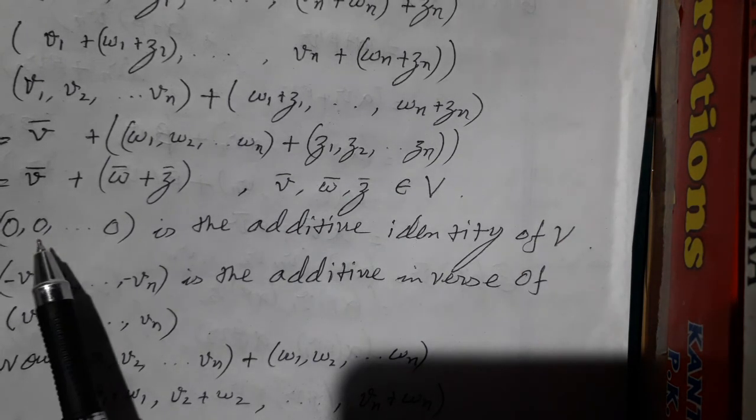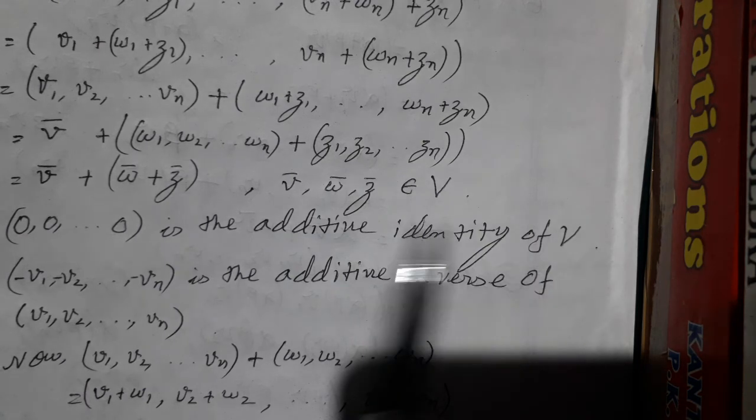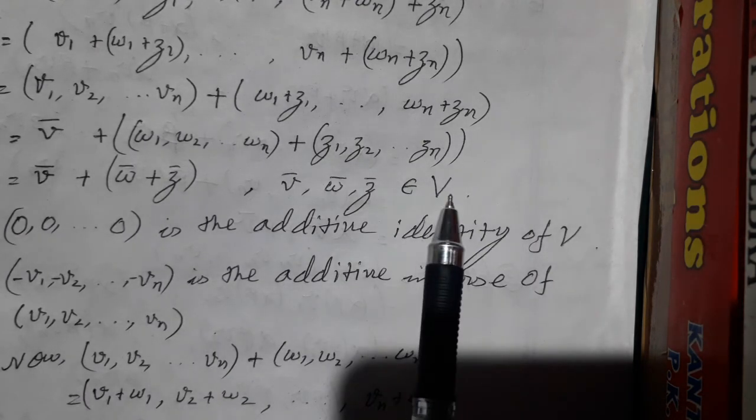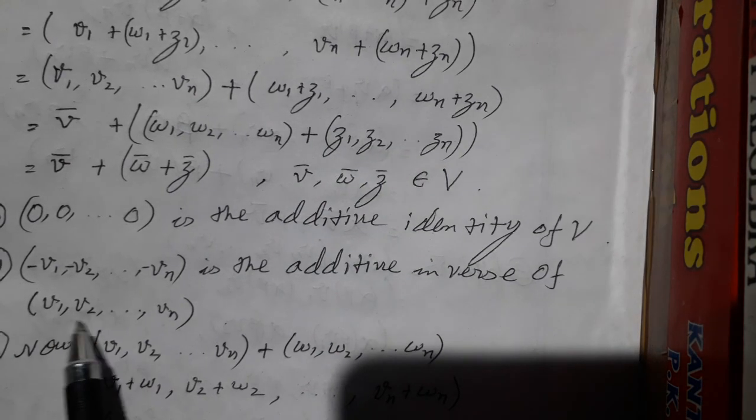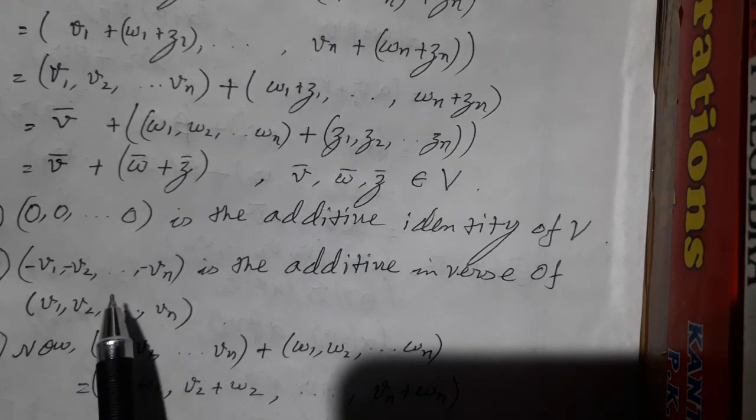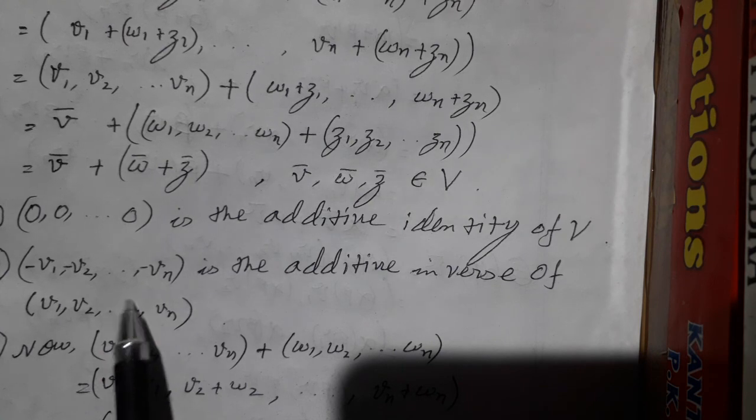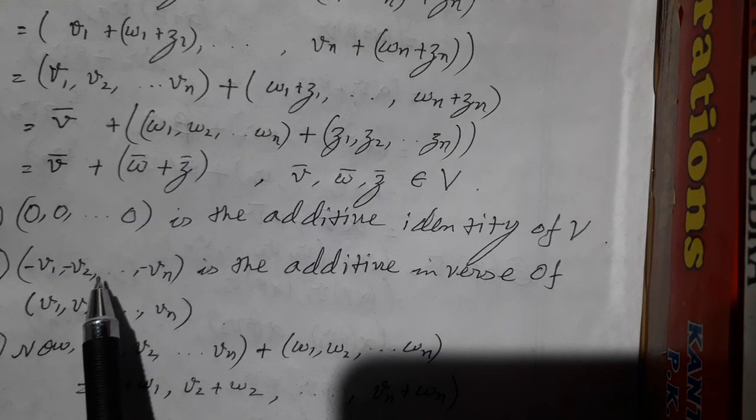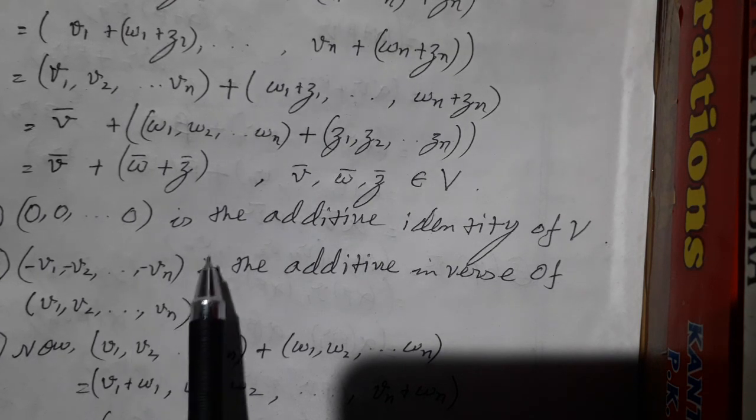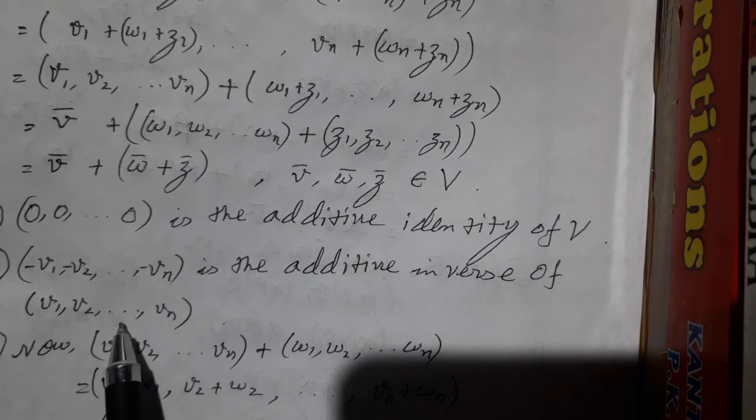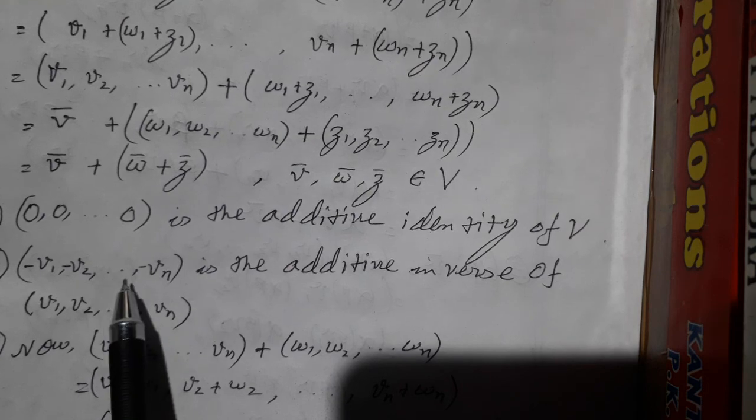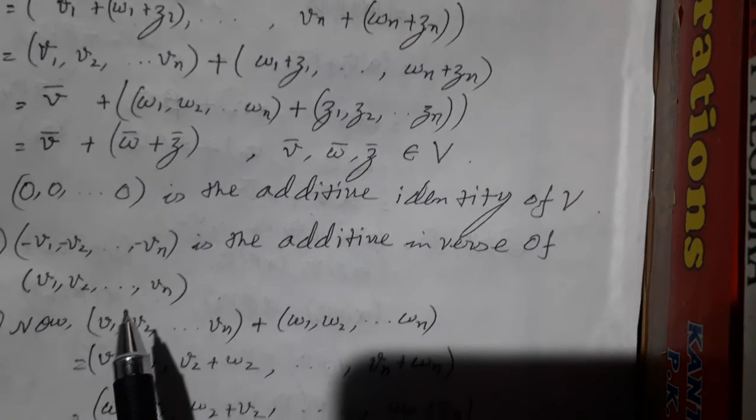This is the additive identity element of V. If I take any vector in V, it will be an n-tuple. Suppose I take this vector in V. The additive inverse of this is minus V1, minus V2, dot dot dot, minus Vn, which belongs to V, and this is the inverse of this. So every element has an inverse.